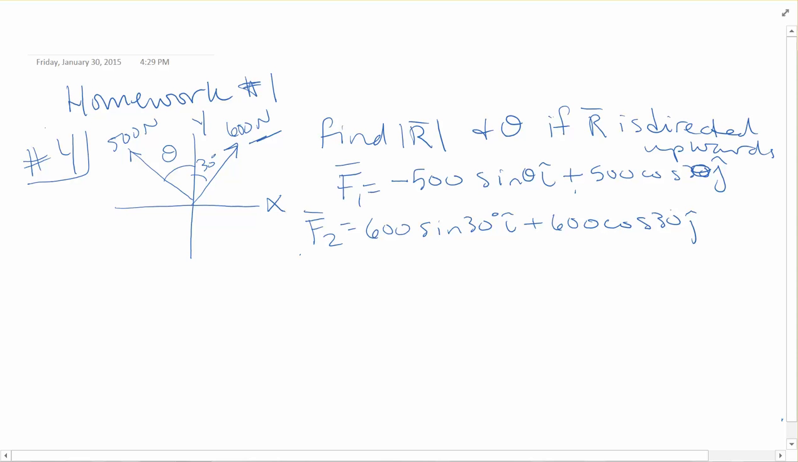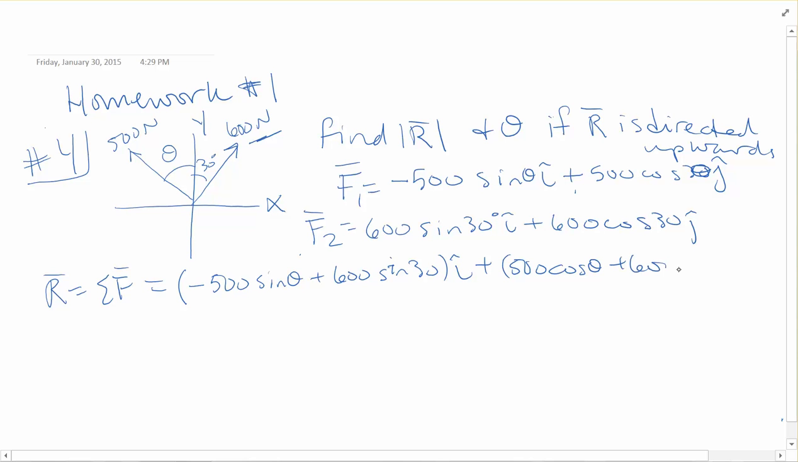Okay, so now we have our two forces. We can find the resultant vector now by adding these forces. So remember, the resultant vector is just the summation of the force vectors. So we'll group up the like components to find our resultant. So we're going to have negative 500 sine theta plus 600 sine 30. That'll be your x component of the resultant. And then plus 500 cosine theta plus 600 cosine 30 j. That'll be your y component.